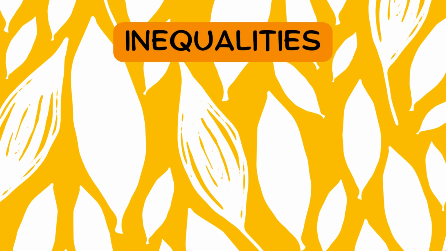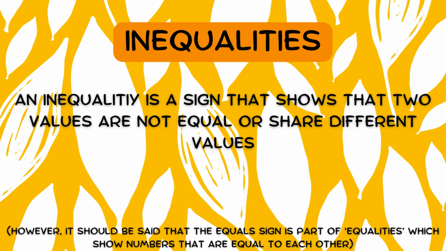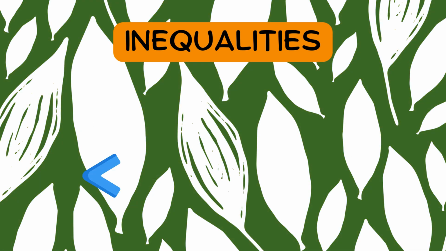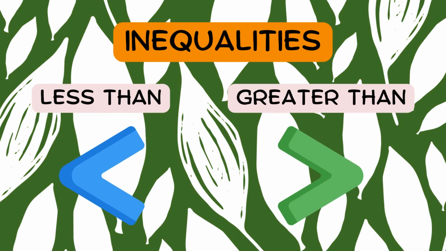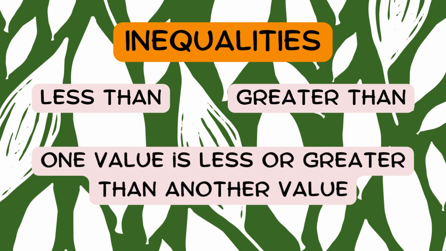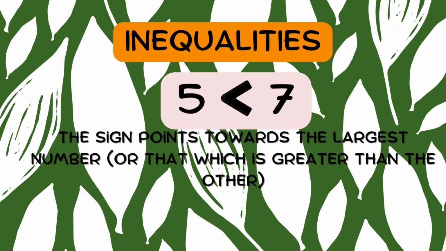Our final concept of the day is understanding inequalities. From the name, we can already tell that inequalities show two values which are not equal. These inequalities come in the form of notations, and there are 5 inequalities. The first 2 are called the less than and greater than signs. These simply show that one value is less than or greater than another value. For example, we can write 5 is less than 7. What we notice is that the sign points towards whichever value is the smallest.